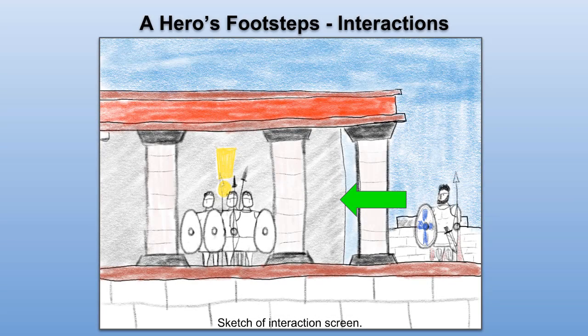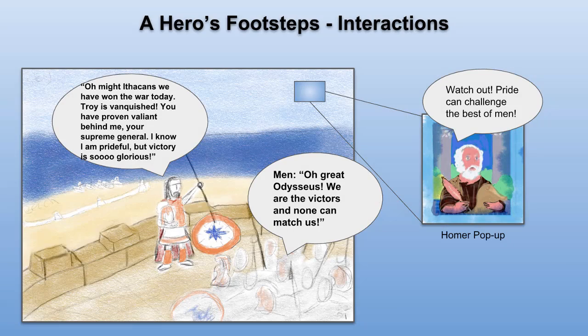Terrain puzzles lead to interactions. From the Troy tutorial level, Odysseus meets his men at a temple. Interactions will be indicated by a cue, such as the yellow exclamation point, and the player taps the men to start. An interaction begins. The screen switches to a cutscene providing dialogue that contains context and information about the story.